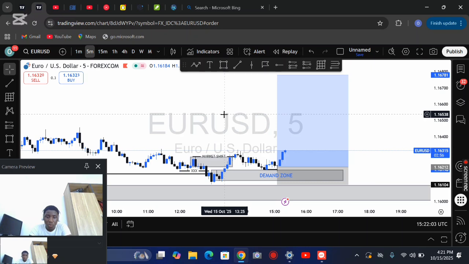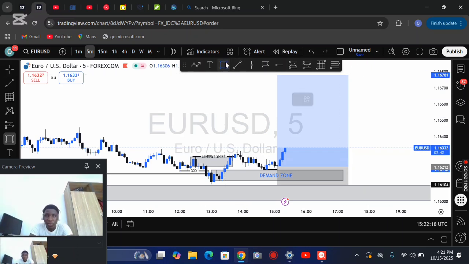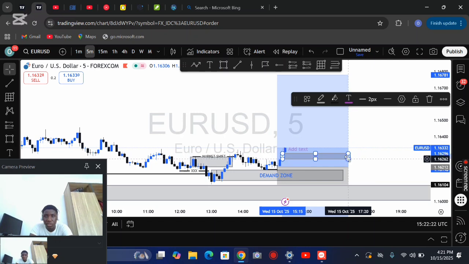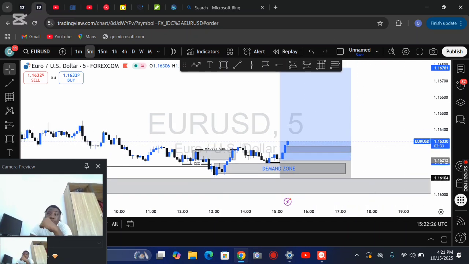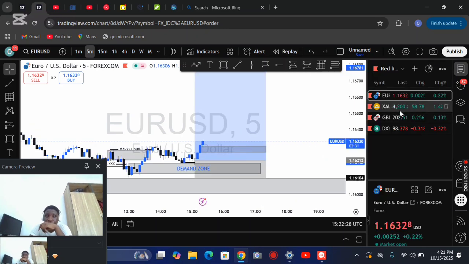So I'm about to do a 1:1. I want to set and forget. That's my trading plan: set and forget. So I'm about to set and forget this. But I feel that if price closes bullish like this, it will come back to at least this point, go back to this zone, and continue again. So that's the setup. Let's check our other pairs.